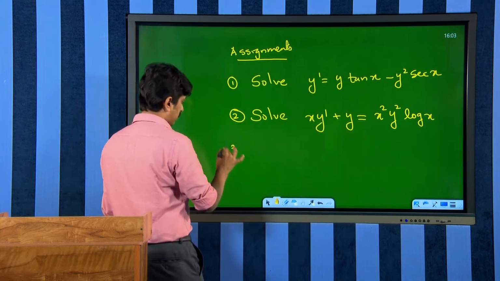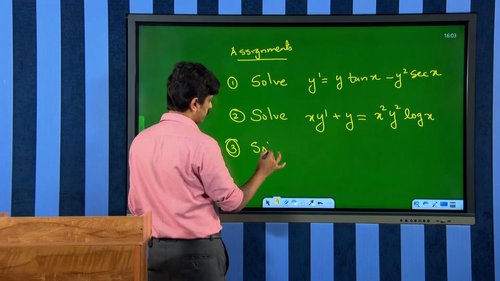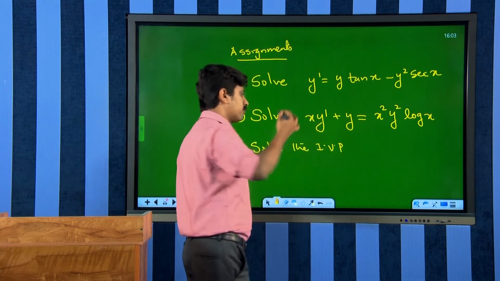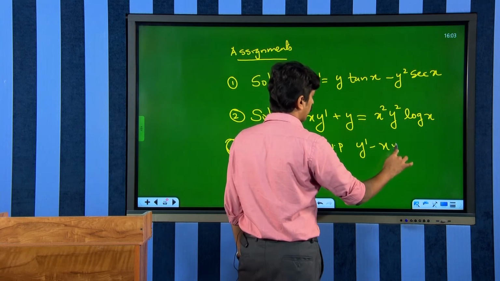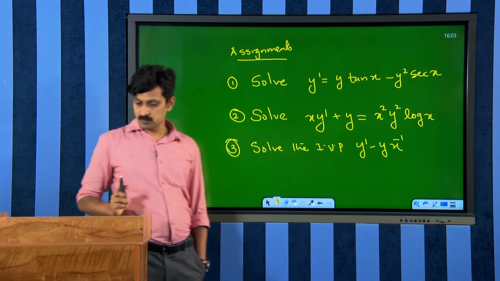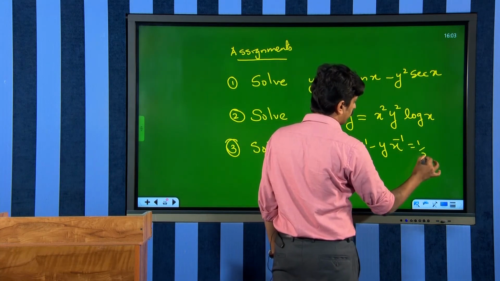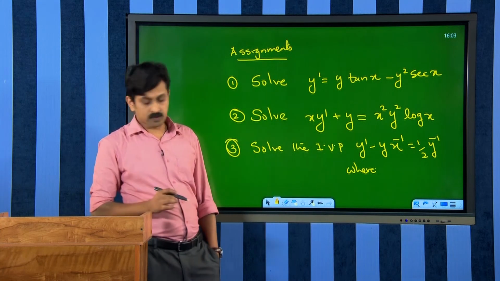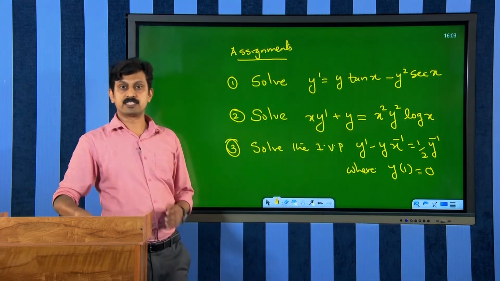You can add one more question as the third question: solve the initial value problem, the IVP, y dash minus y x inverse is equal to 1 by 2 y inverse, where y of 1 is equal to 0, that is y is equal to 0 whenever x is equal to 1.